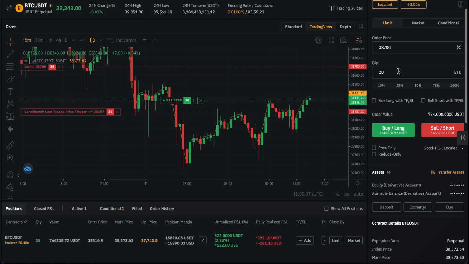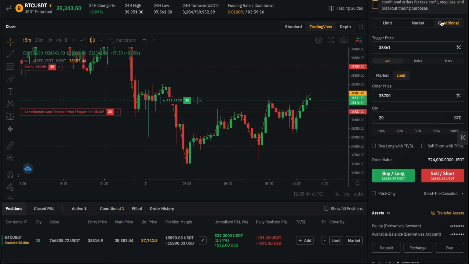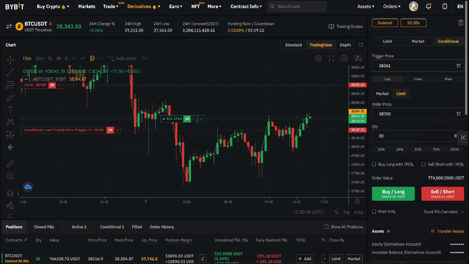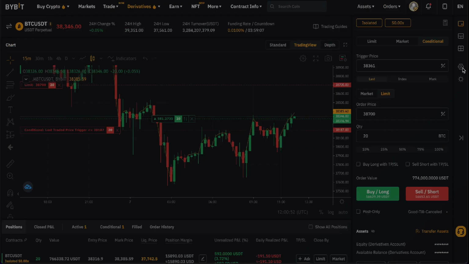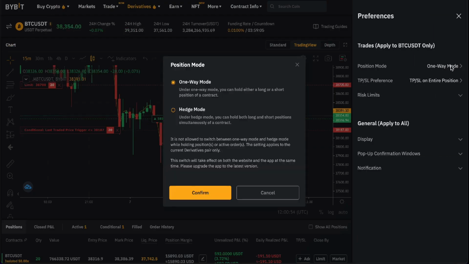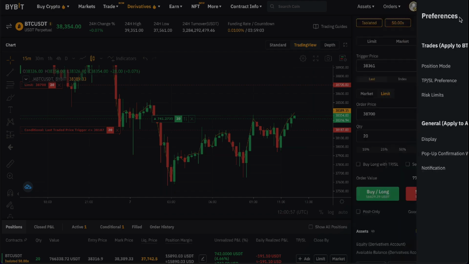Just been figuring this out to better avoid fees. This is our conditional price. It's going to act as a limit stop. To do that, we had to come to conditional and put in a limit order here. And to do that on Bybit, we need to come to this and switch it to one-way mode from hedge mode, okay?